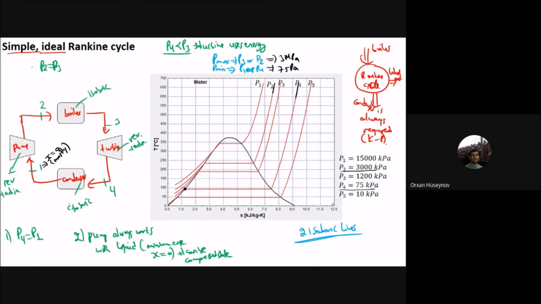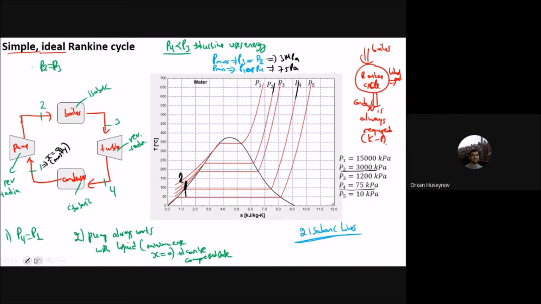And this one is reversible and adiabatic. Therefore, when you move from 1 to 2, you go in an isentropic manner. Entropy is constant, but the pressure will increase, from 75 kilopascals to 3 megapascals, and that is this pressure line here. You see that pressure line? This will be the work of the pump. This one is 1, and this point here is 2.